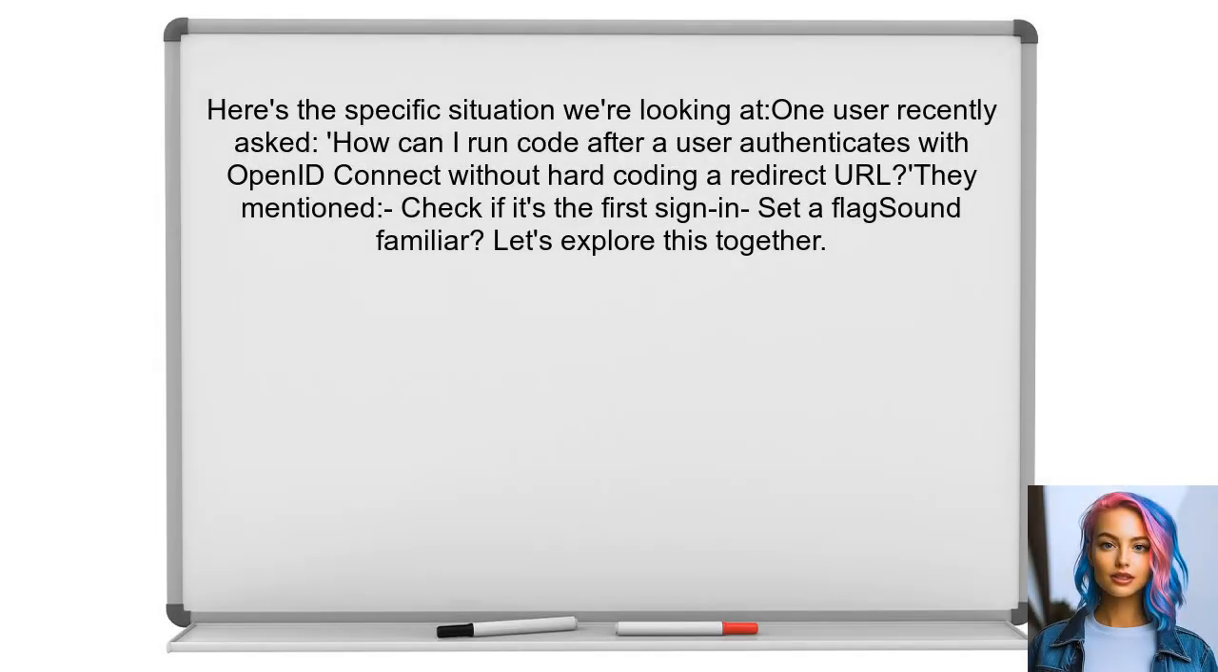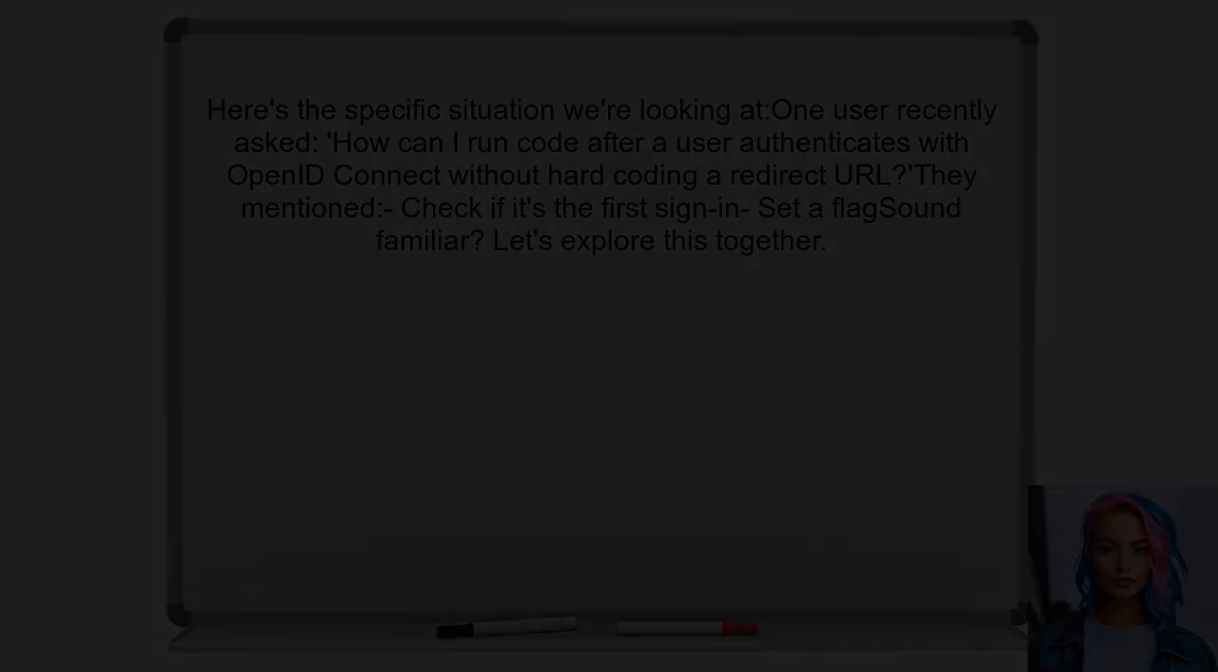Here's the specific situation we're looking at. One user recently asked, how can I run code after a user authenticates with OpenID Connect without hard coding a redirect URL? They mentioned wanting to check if it's the user's first sign-in and set a flag. Sound familiar? Let's explore this together.